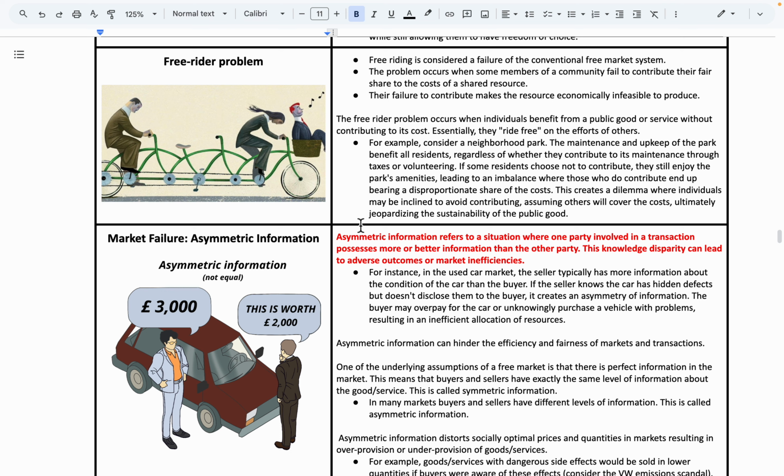So an example would be like a neighborhood park where the government built it through people's taxes and donations and whatnot, but then this person didn't pay their tax, so they didn't really contribute to the park making, but they are still using the park.